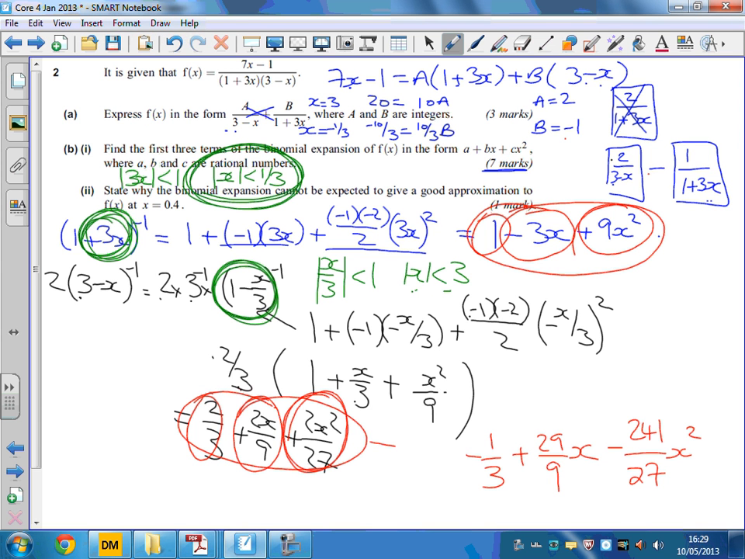We need x to be less than a third, and x isn't less than a third. It's actually 0.4, which is more than a third. Lots of algebra there, so do check all of your pluses and your minuses and your fractions.